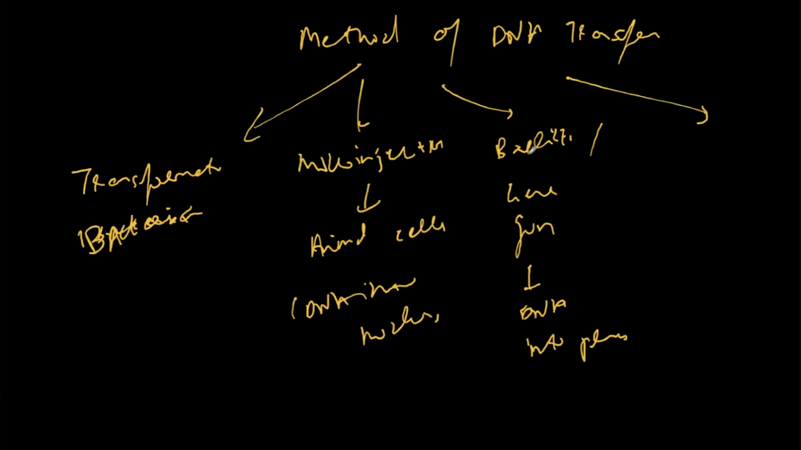Then the third thing that we learned about was disarmed vectors, and we have also already learned about the Ti plasmid, which causes a disease called crown gall in plants. So now moving on, we have completed one section of the entire chapter 9. We have completed one part of this chapter.